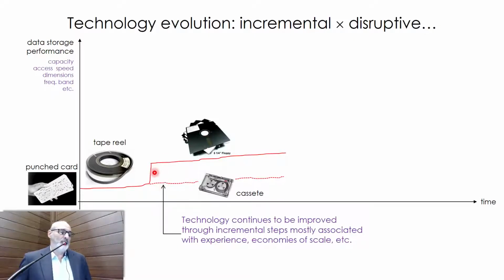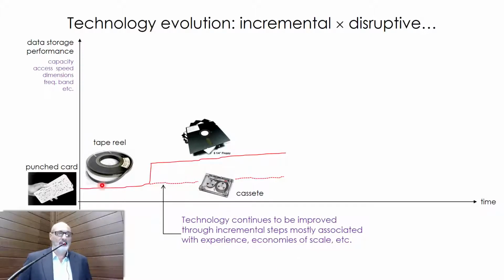First, there's a leap in terms of access speed. Okay, so it's a disruptive evolution. But the old technology continues to be improved, of course. So we had the tape reel, then we had a cassette. It's still a tape, it's still a linear form of data storage, but it's infinitely more practical than the tape reel, okay? So the point is that technology continues to be improved through incremental steps, okay? Mostly associated with experience, economies of scale, and so on.